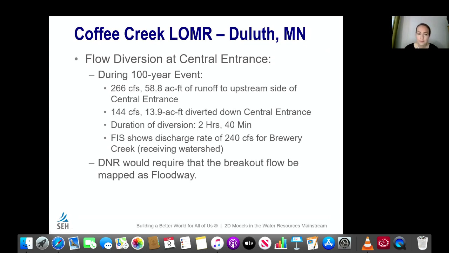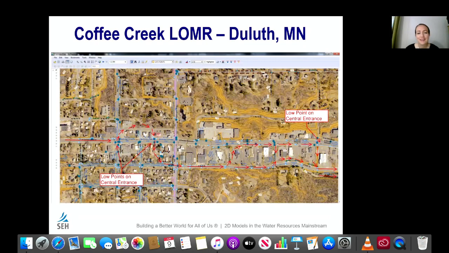So during a 100-year event, it was estimated that about half of the peak flow coming down Coffee Creek would actually be diverted down Central Entrance into the adjacent watershed. That's about half of the water that's leaving the Coffee Creek watershed. And we talked to the DNR about preparing a letter of map revision to more accurately show that flow split and the reduction within Coffee Creek. And the response was that if we were to proceed with a letter of map revision, we would need to map that breakout flow path, that overland flow path, as regulatory floodway. So here's another look at that breakout flow path. That would mean mapping Central Entrance roadway, which is a state roadway, businesses, residences, city streets, and so on as regulatory floodway. That was not a very popular idea.